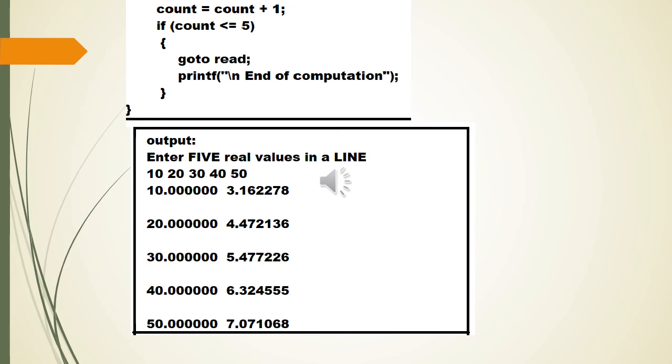Here what it does, enter 5 real values. I give 10 20 30 40 50. So these values match the square root function statement. If the value of x is 10, it gives the square root of x as 3.162278 something, and the square root of 20 is 4.472136. If you give 100, the square root will give 10.